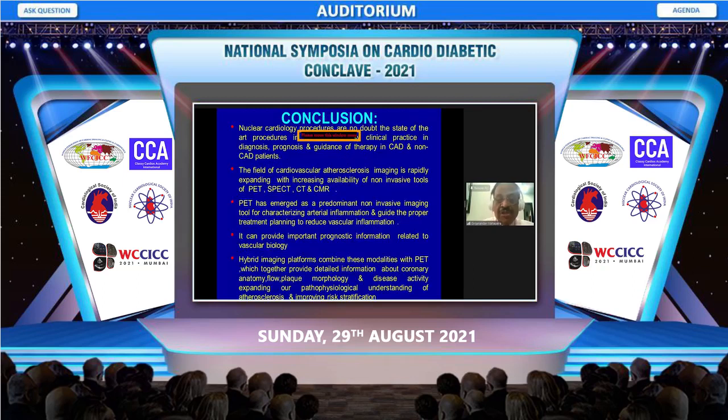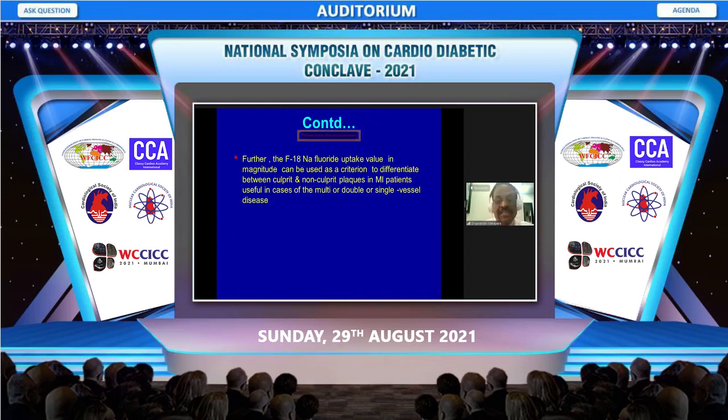Concluding, nuclear cardiac procedures are no doubt the state-of-the-art procedure in present-day clinical practice for diagnosis, prognosis and guiding therapy. The field of cardiovascular atherosclerosis imaging is expanding with increasing availability of non-invasive tools: PET, SPECT, CT and CMR. PET has emerged as a predominant non-invasive imaging tool for characterizing arterial inflammation and guiding proper treatment planning to reduce vascular inflammation. It can provide important prognostic information related to vascular risk. Hybrid imaging like PET-CT and PET-MR are the future things which will come.